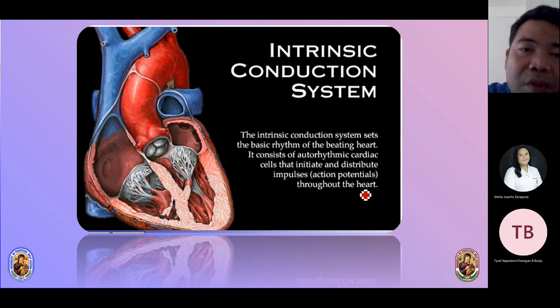Even if you cut those innervations, the heart will still beat on its own, because those sympathetic and parasympathetic innervations are just there to modify the intrinsic conduction system. But the rhythm of the beating heart is set in the intrinsic conduction system.